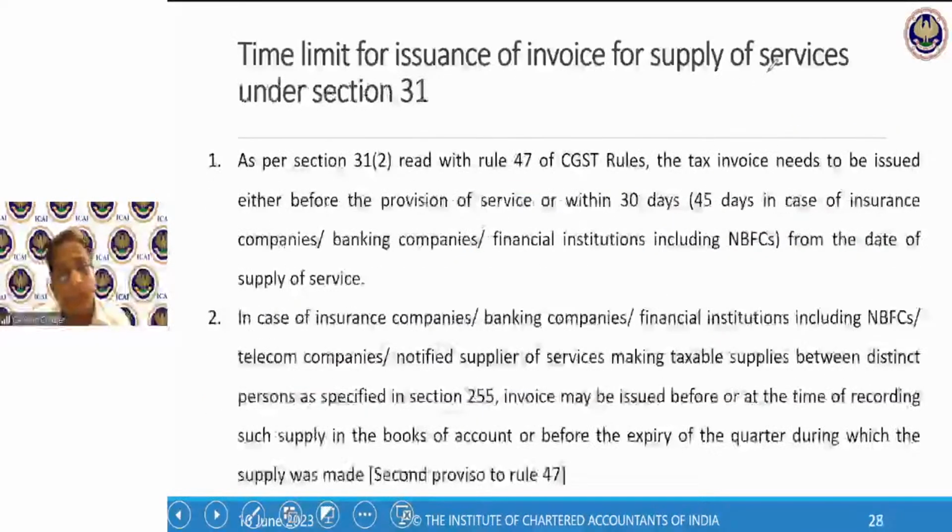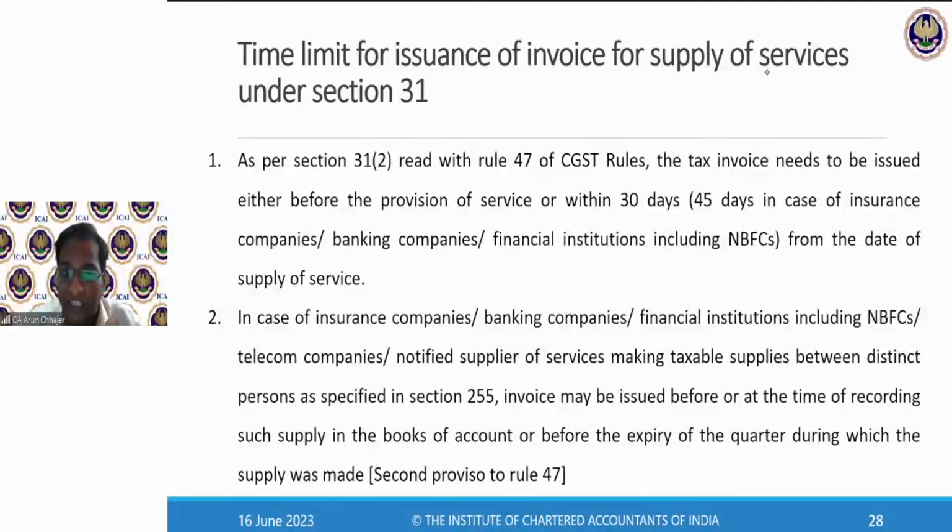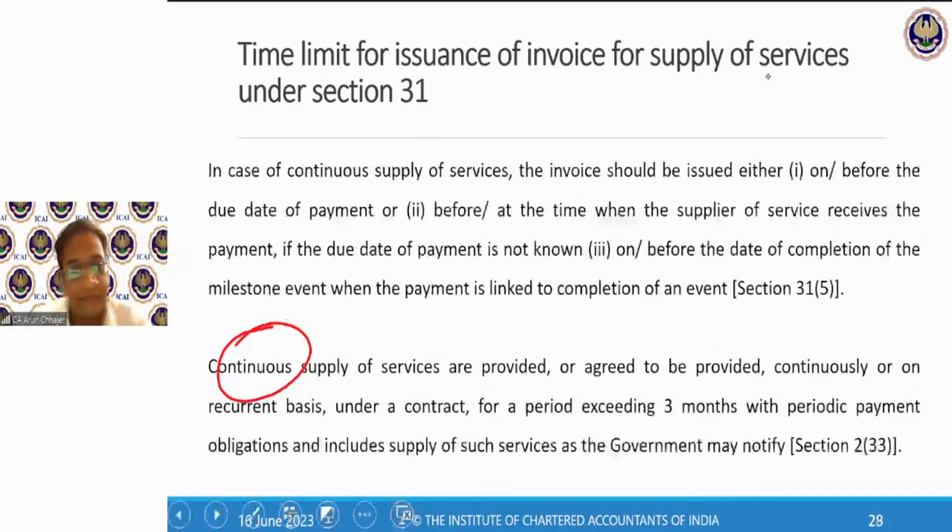Now, let me move. What is the time limit to issue the tax invoice? In case of services, normally 30 days, but 45 days in case of banking company, financial institution, NBFC, and insurance. And for insurance, banking, financial, NBFC, and telecom, telecom is being added here, if they are issuing the invoice to the GST number of the same company, then the time limit would be quarterly. They can issue the invoice till the quarter.